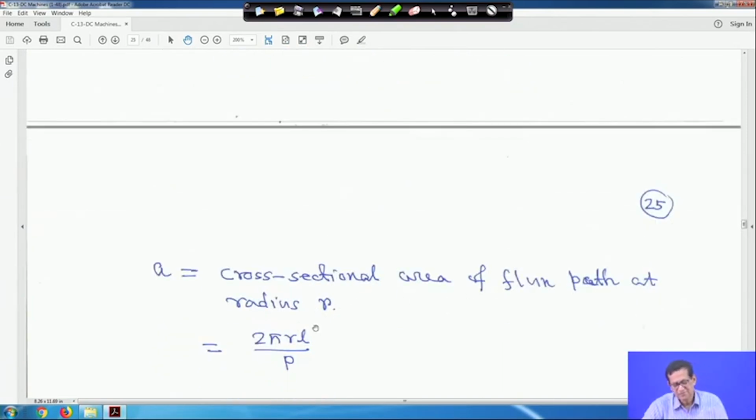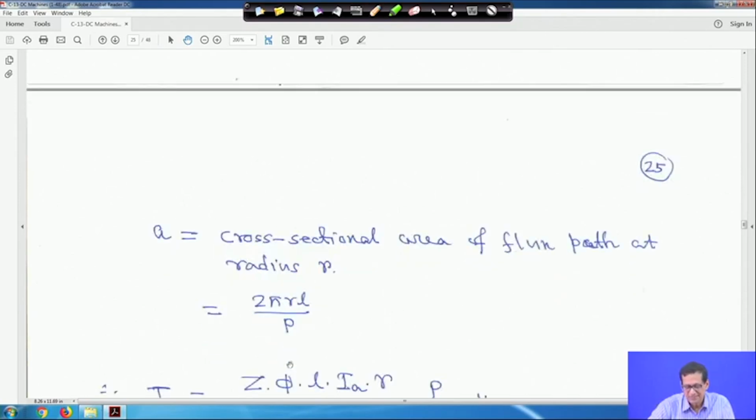That means, it is a cylinder, its surface area is 2 pi r l, if l is the length and r is the radius. And the flux path at radius r is basically 2 pi r l by p, that is the surface area per pole. So, the cross-sectional flux path at radius r will be 2 pi r l upon p. We are assuming it is cylindrical, so it is the surface area.